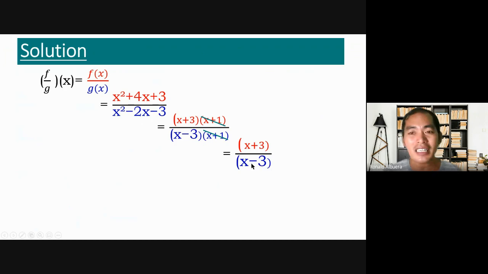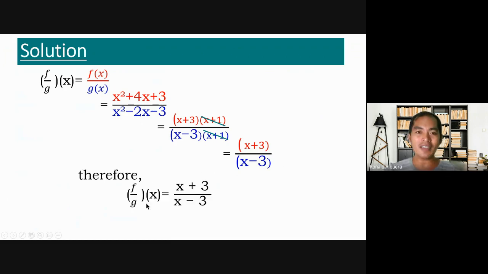Ito ay hindi na pwede i-cancel kasi binomial ang numerator, binomial ang denominator, plus ang nasa taas at minus ang nasa baba. So yan na ang sagot natin. f over g is equal to x plus 3 over x minus 3.